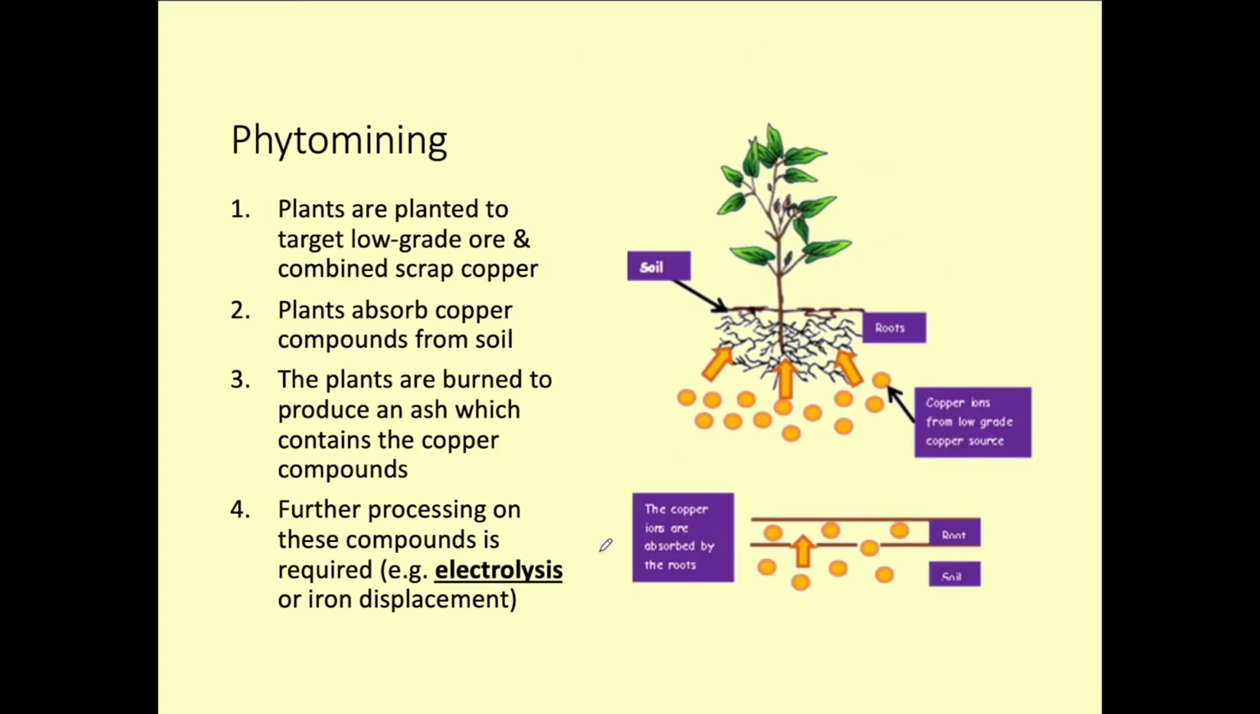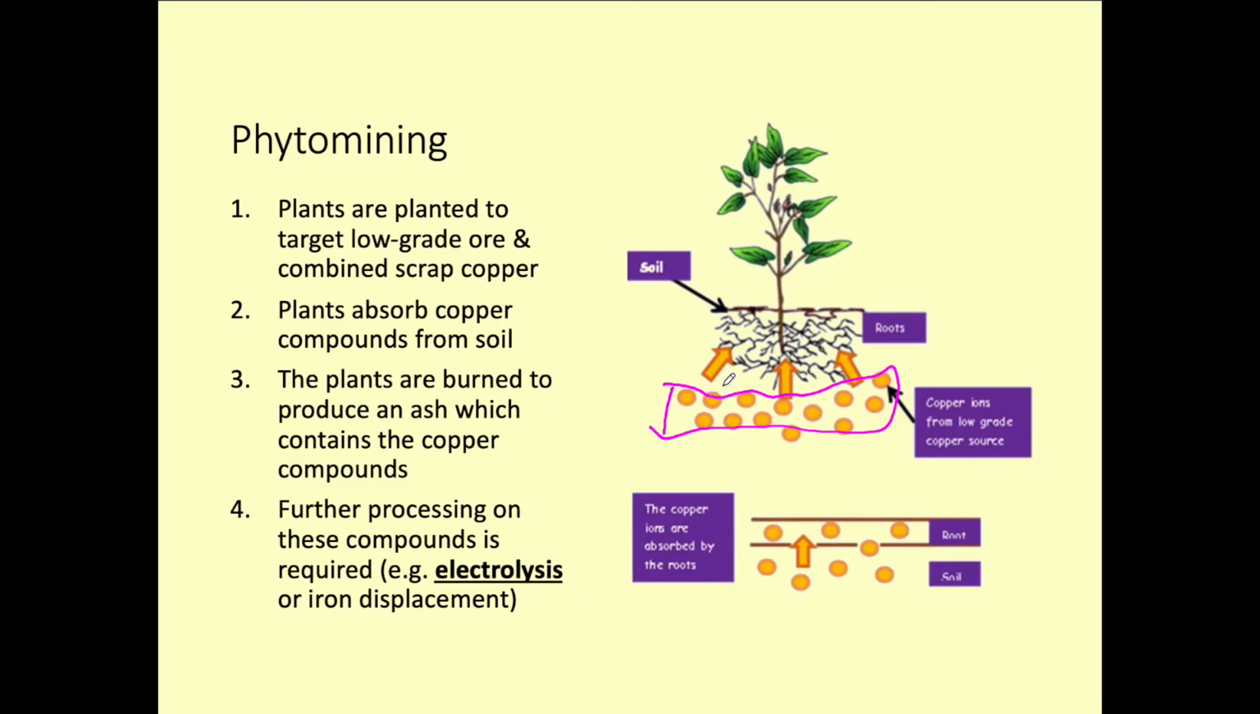So the next thing to consider is phytomining. This is how plants are used in order to extract the copper compounds from the soil. Here you can see in this diagram, we've got our copper compounds, those orange circles here. And what our plants do is they absorb or take up those copper compounds through their roots from the soil.